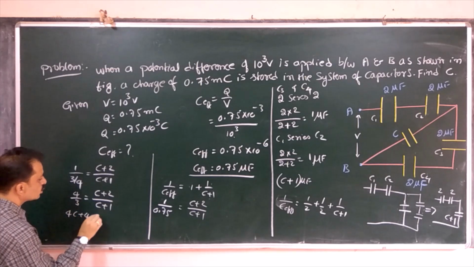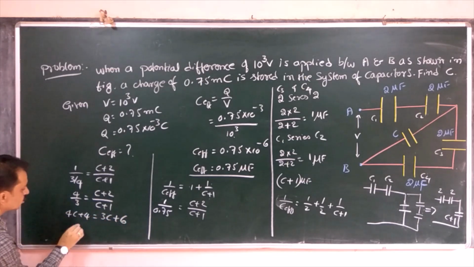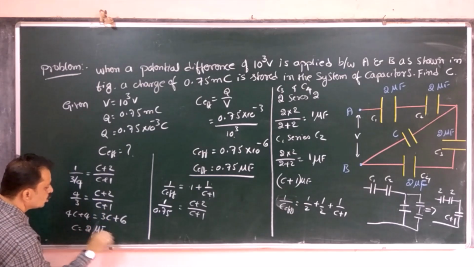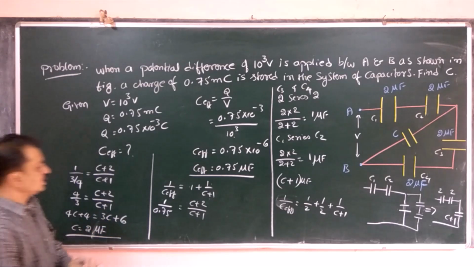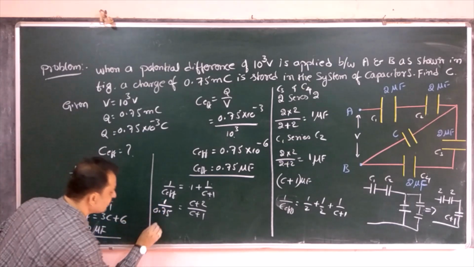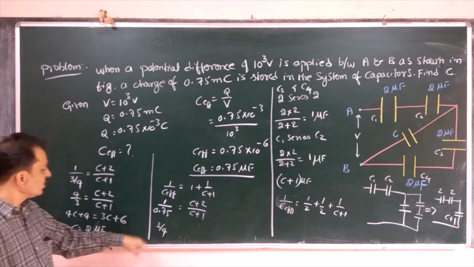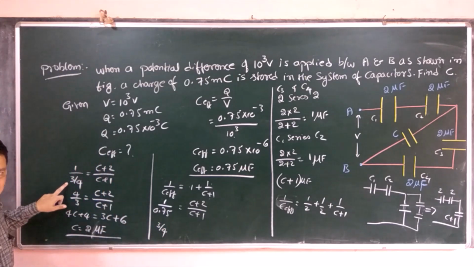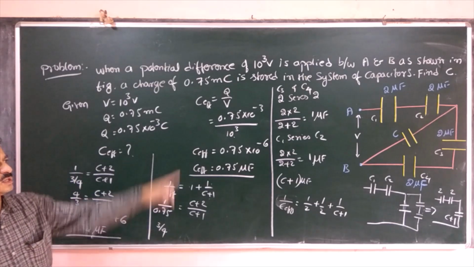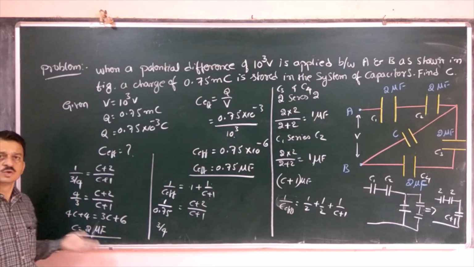4C plus 4 is equal to 3C plus 6. Therefore C is equal to 2 microfarad. So what we did here is, 0.75 we substituted as 3 by 4 just to make the calculation easier. Simplifying this one, you will get a 2 microfarad capacitor is to be connected. The value of C is 2 microfarad.